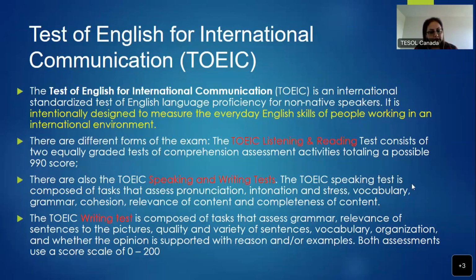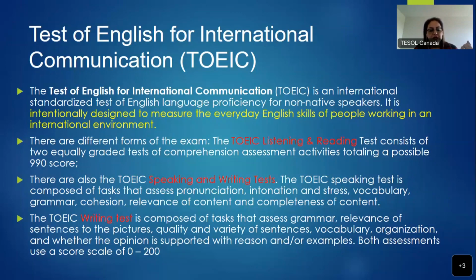There are different forms of the exam. The TOEIC listening and reading test consists of 2 equally graded tests of comprehension assessment activity. The possible score could be 990. There are also the TOEIC speaking and writing tests.